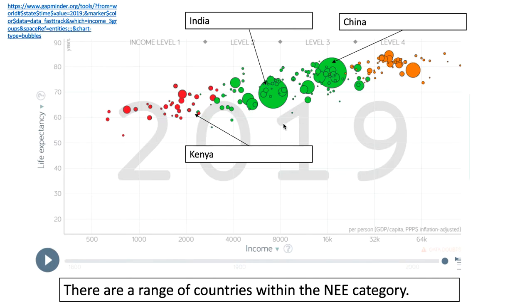But within the NEE category, there is a range of incomes, from just above 2,000 dollars per person all the way up to about 31,000 per person. So a really massive range in countries' GNI per capita, and also a range in life expectancy. So NEE is a really broad category, and we must be really careful not to make generalizations across NEEs. I've labelled some countries that contrast the ends of the NEE spectrum. We've got Kenya, who's recently become an NEE, India, and China right at the top end, moving into the HIC category.